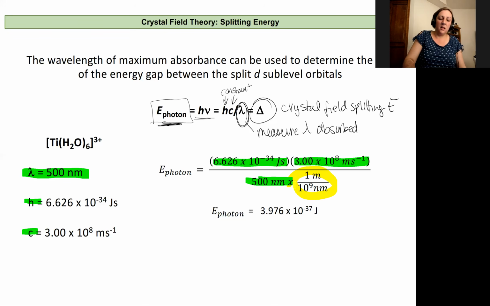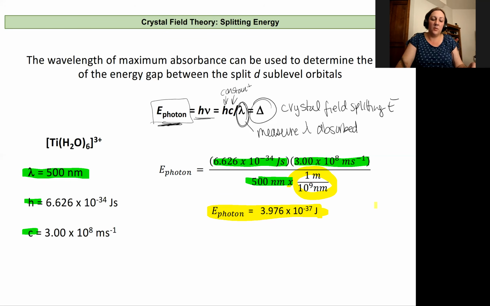And plugging this all in, we're going to get an answer. We're going to get the energy of that photon that was used to absorb energy into the next energy level in the d electrons was 3.98 times 10 to the negative 37 joules. An extremely small amount of energy, but we're just talking about one photon. And we could then scale that out to a mole of photons if we had a mole of particles.